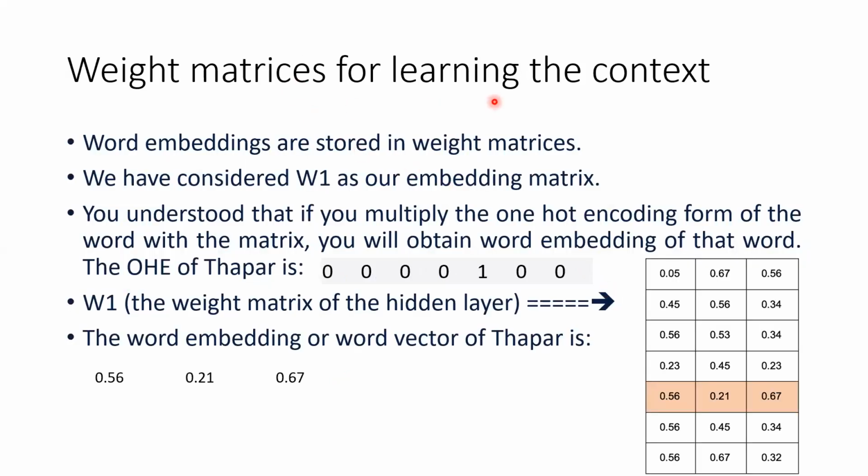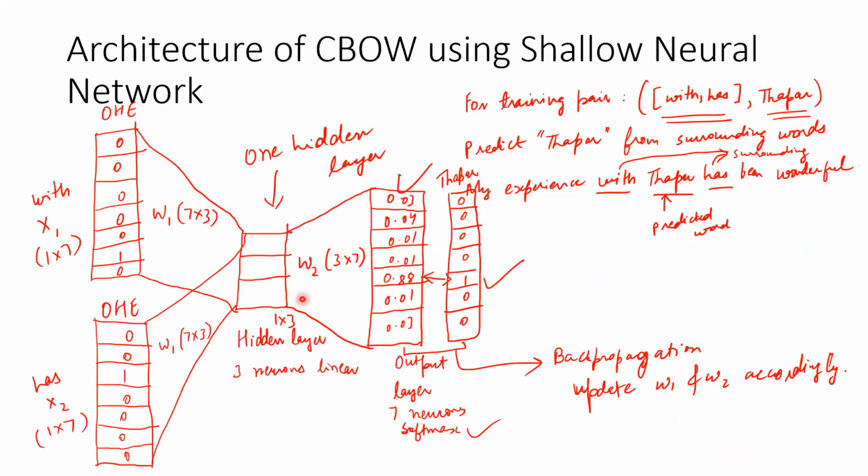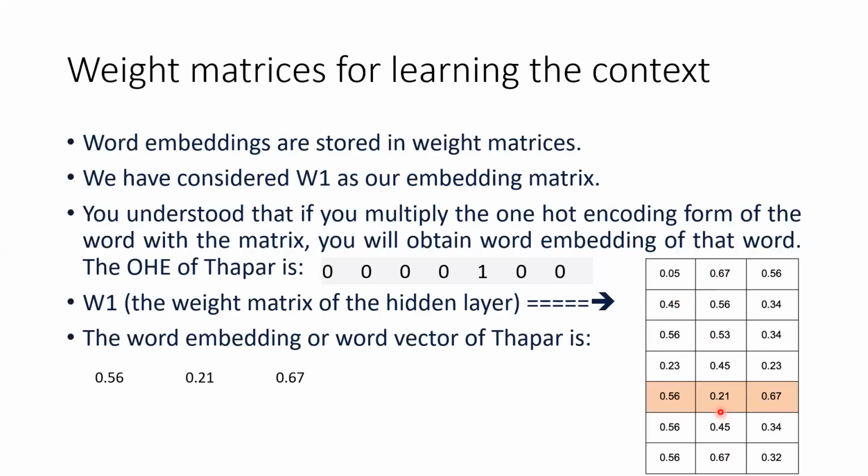Weight matrices for learning the context. Now I want to focus on the fact that it's not just that we want to predict the value through the softmax, which one will be the output, but we also want to focus on the embedding, what kind of embedding it is generating. So 3 cross 7 was the weight matrix, right? Actually this is 7 cross 3, so there are 7 rows and 3 columns. Let it be W1. This is what we saw earlier also. W1 was 7 cross 3, 7 rows and 3 columns.